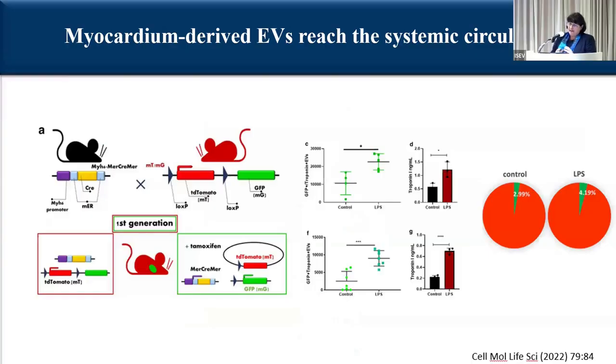But if you take a very solid tissue like myocardium, which is a rubber-like solid organ, even in this case, one can demonstrate, like we did recently, using a double fluorescent reporter mouse model, that cardiomyocyte-derived green fluorescent vesicles are detectable in the circulation. So even cardiomyocyte-derived, myocardium-derived vesicles can reach the blood plasma.